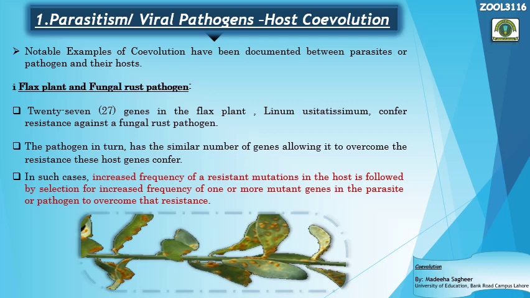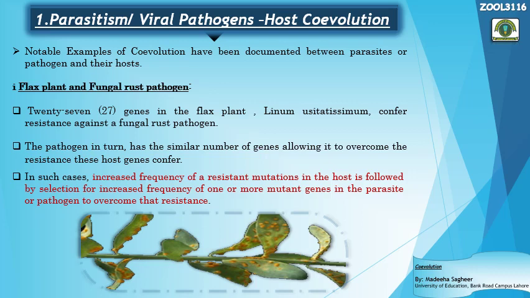The first example is the flax plant and the fungal rust parasite. There is a plant known as flax, and there are many fungal pathogens that cause rust on plants. So here we're going to talk about the relationship or evolution taking place between the flax plant and the fungal rust pathogen. Here in this picture you can see the rusted flax plant. The flax plant we're going to talk about is Linum usitatissimum, right?